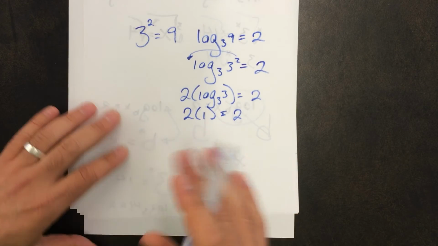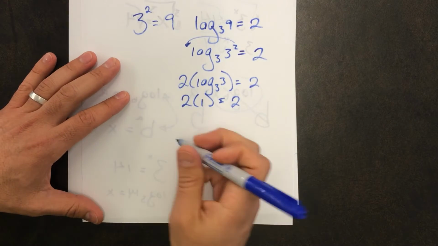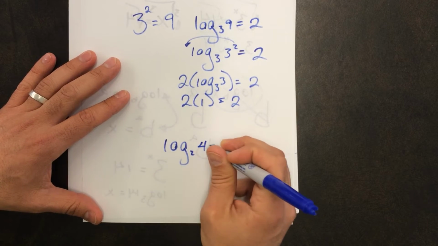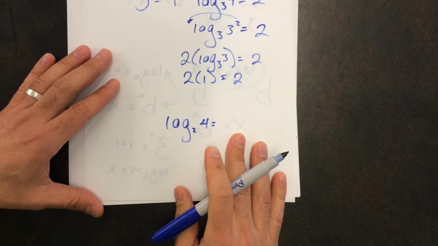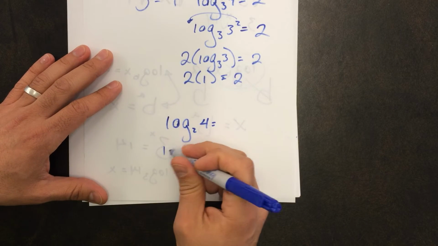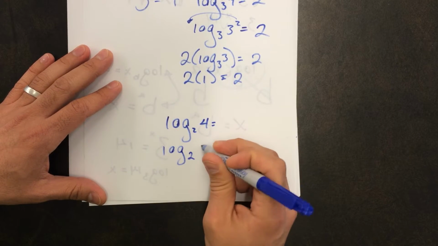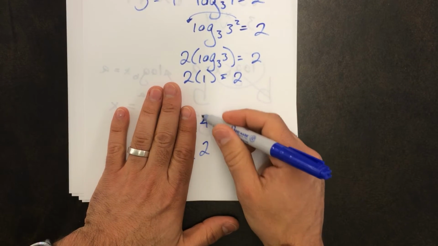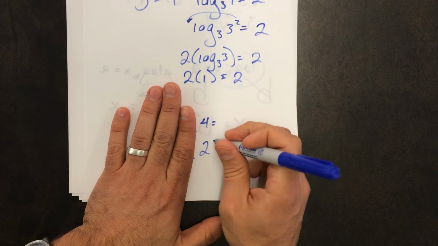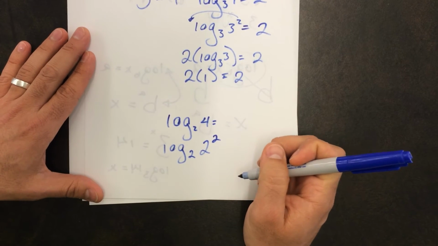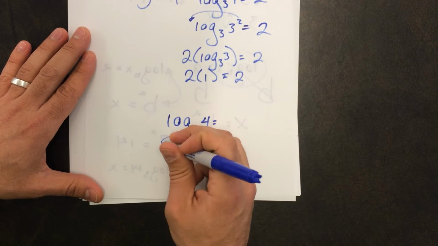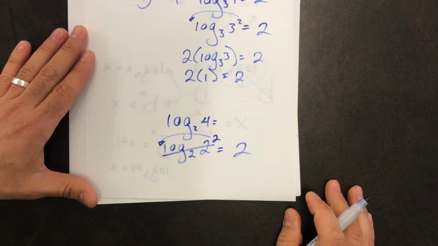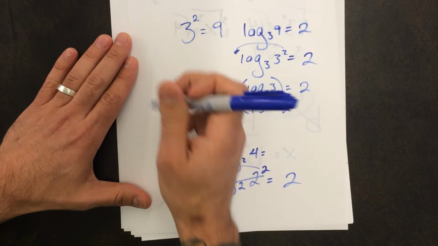Okay? So what I'm going to have you guys do today is I'm going to give you problems like log base 2 of 4 equals, and you have to figure out what it equals. In order to figure that out, we're going to have to put this as 2 to the power of something. Well, 2 to the power of what gives me 4? 2 to the power of 2. This comes to the front, and this whole thing equals 1. So this equals 2. Hopefully that makes sense.